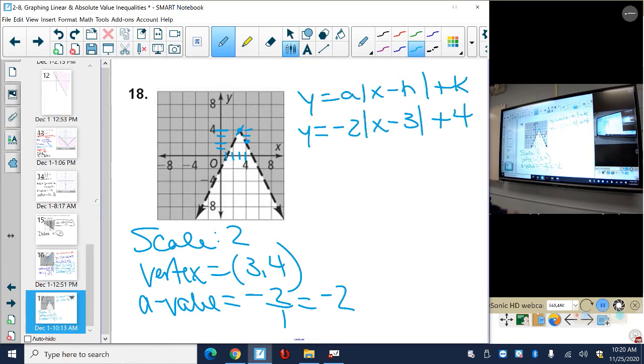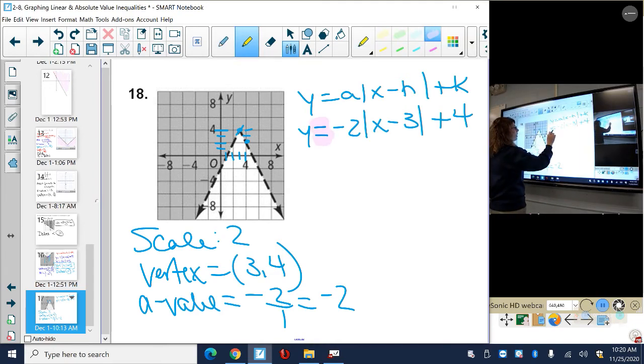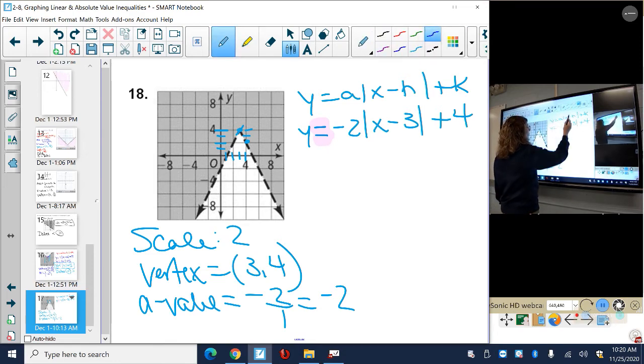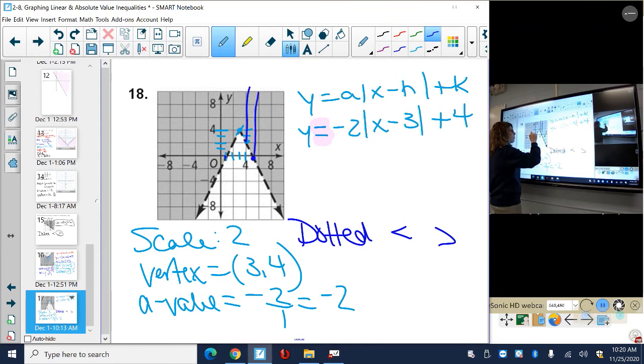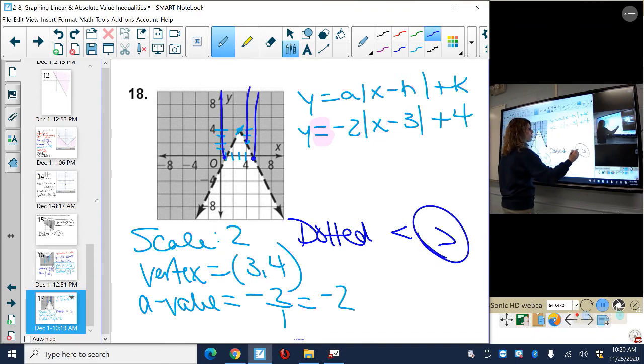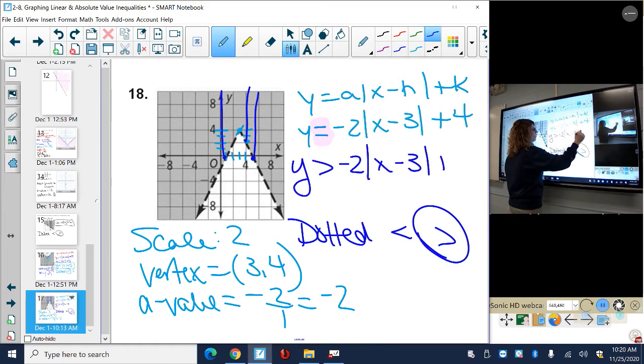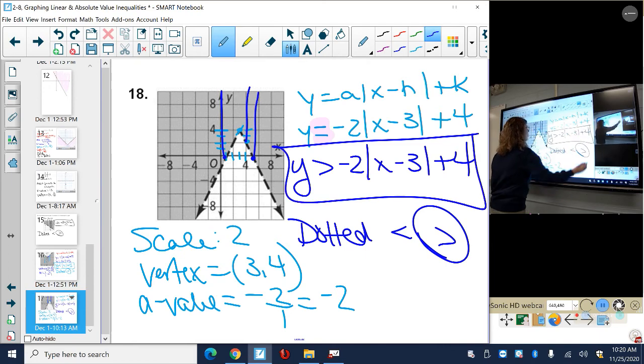Now, I need to replace this equal sign with an inequality symbol. So, is it dotted or solid? It is dotted, so it's less than or greater than. And is the shading above it or below it? Well, the shading for each one of these is above each one of those dots, so that means greater than. So y is greater than negative 2 absolute value of x minus 3 plus 4. And that is your answer. If you have questions, please let me know.